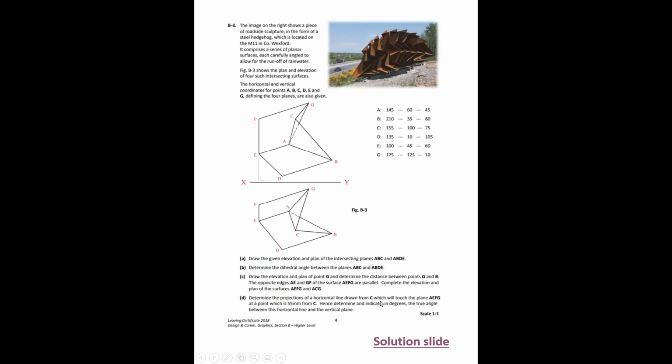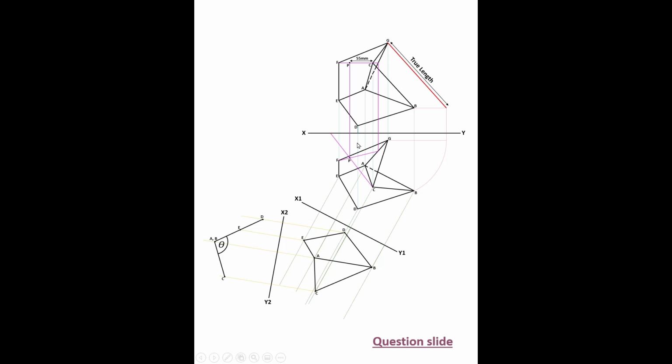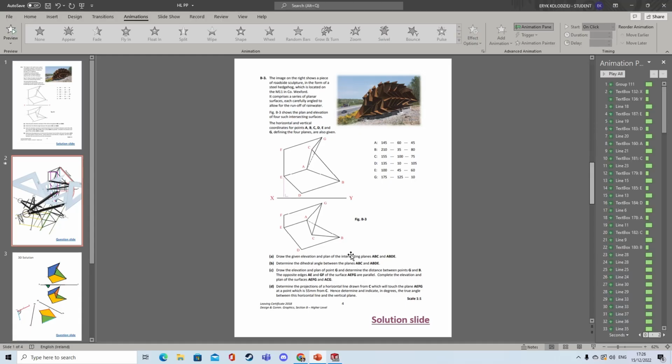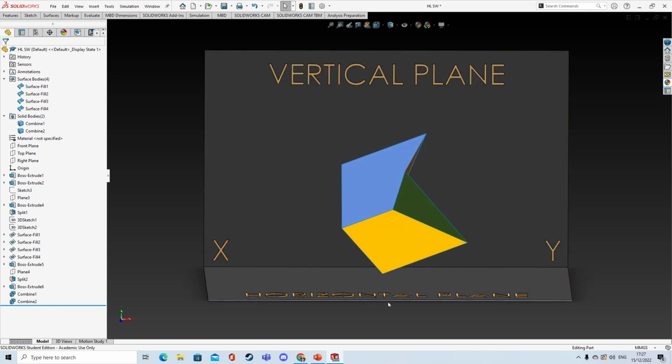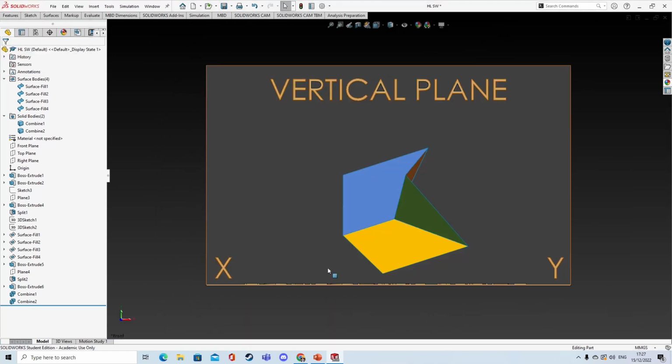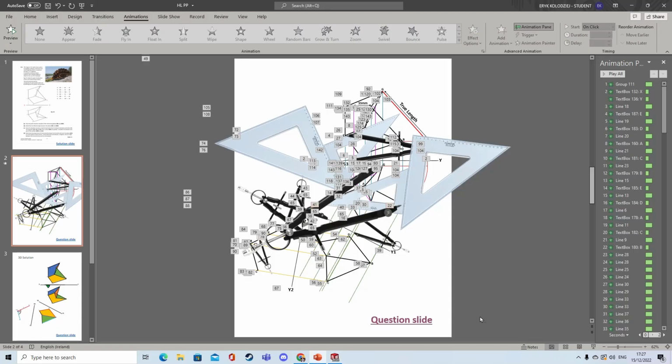Hence, determine and indicate in degrees the true angle between this horizontal line and the vertical plane. So, the point where it hits the XY line, going back to our 3D solution, this is the vertical plane. So, where it hits the XY line is also where it hits the vertical plane, as we see, right? Because the line goes all the way up, like horizontal, all the way. Oh, it hits the XY line here. That's the vertical plane.